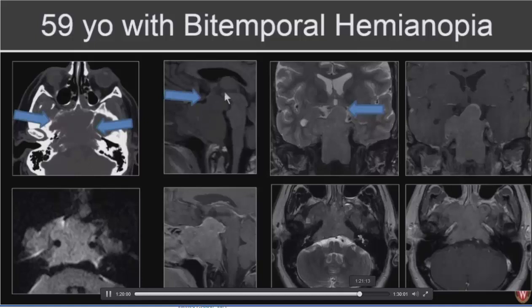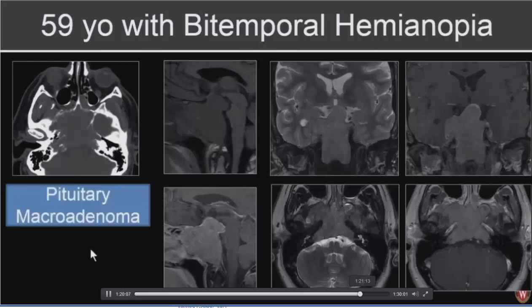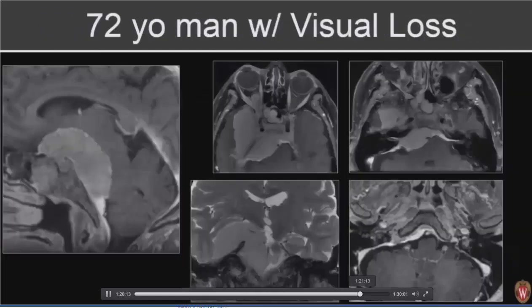What we notice here is that we've got mass effect on the optic chiasm, explaining the bitemporal hemianopia. And as Rick mentioned in his talk, we actually don't have a normal pituitary gland. And so here we can make the diagnosis of a pituitary macroadenoma because we're looking at the sella and we want to see is that normal pituitary gland present. This is a great case that I saw a couple weeks ago. This patient's only symptom was visual loss, which is astounding to me.